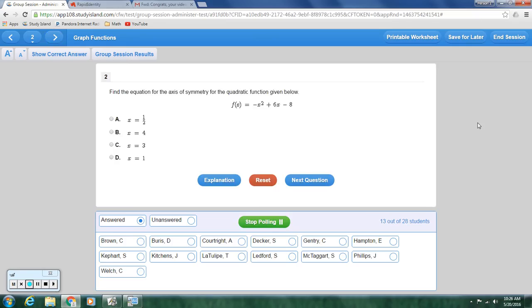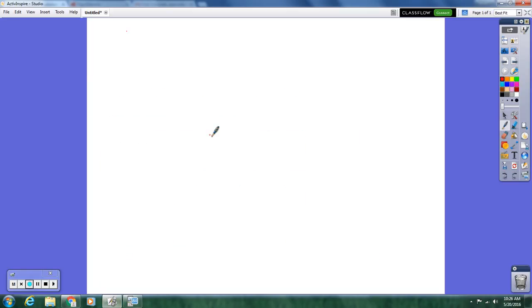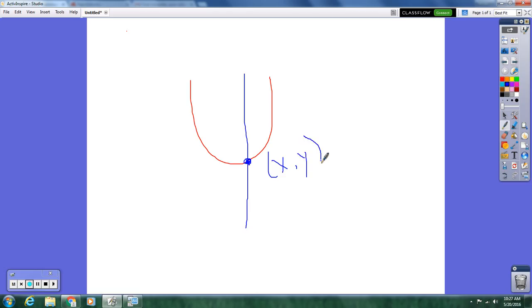Alright. Oh, a different way of asking something. Find the equation of the axis of symmetry. What do we know about the axis of symmetry? We know a parabola has an axis that goes right to the middle. It goes right through the vertex. You got an x and a y. Which one is the axis of symmetry? Which one of these numbers?